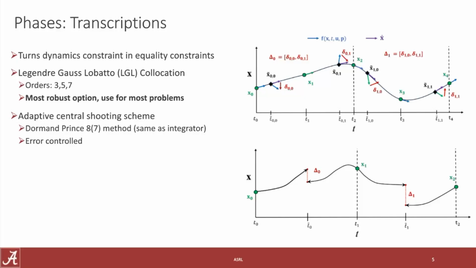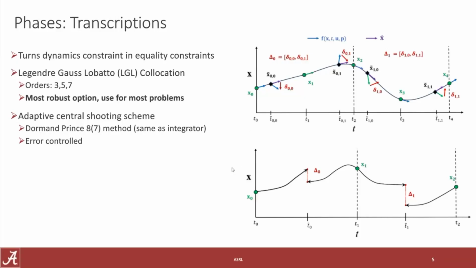So Asset comes with 2 different transcription types. Co-location is the one that we suggest using. It's more robust, and for most problems you can use co-location. For Legendre-Gauss-Lobato co-location, we have 3rd, 5th, and 7th. When you put in your transcription mode, it's a string of LGL 3, 5, or 7, depending on what order of polynomial fit you need. Co-location is a well understood and well known transcription method with lots of extensive publications and documentation if you want to know more.